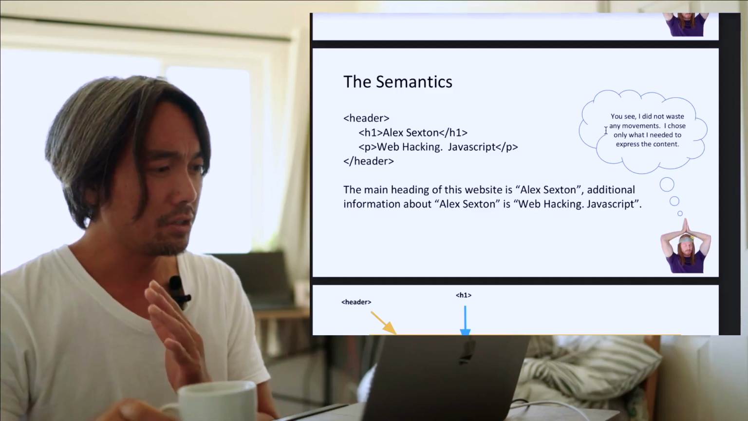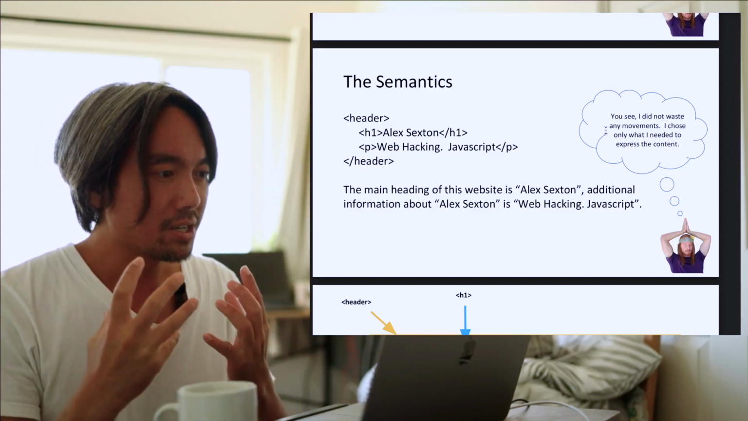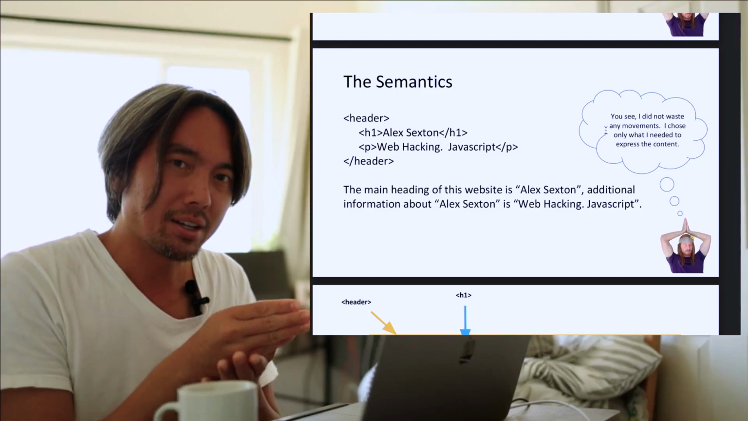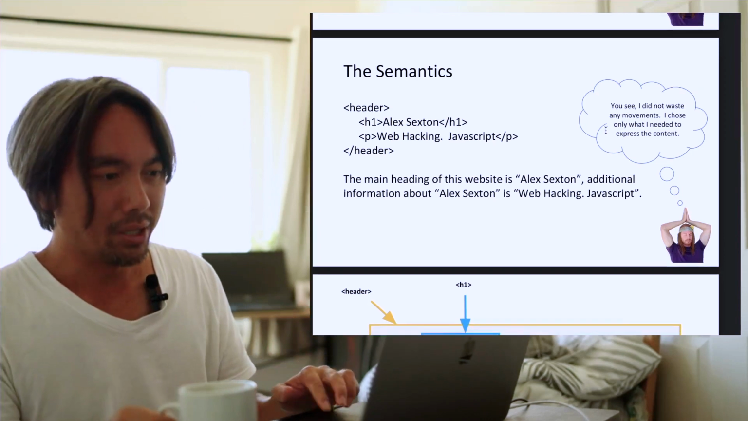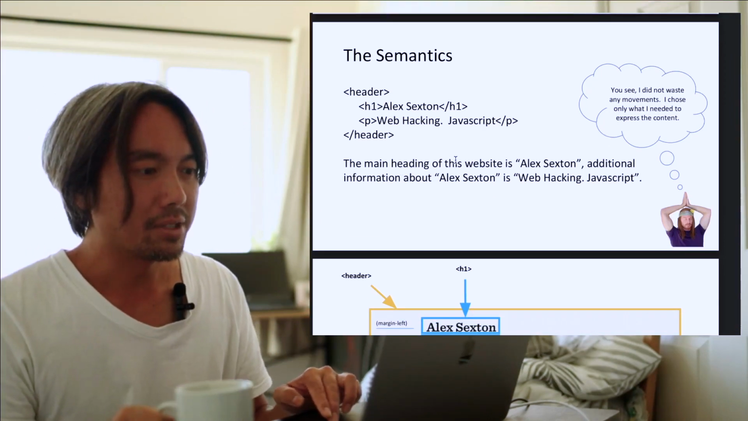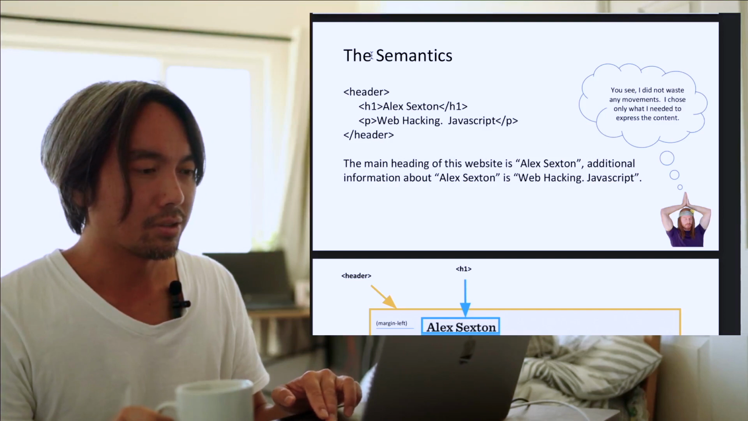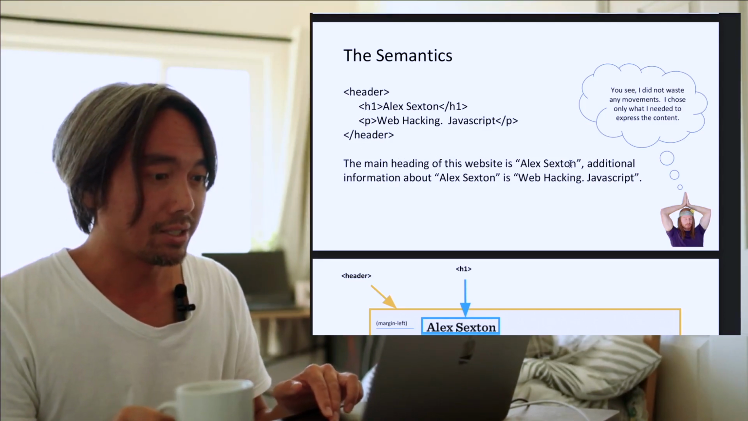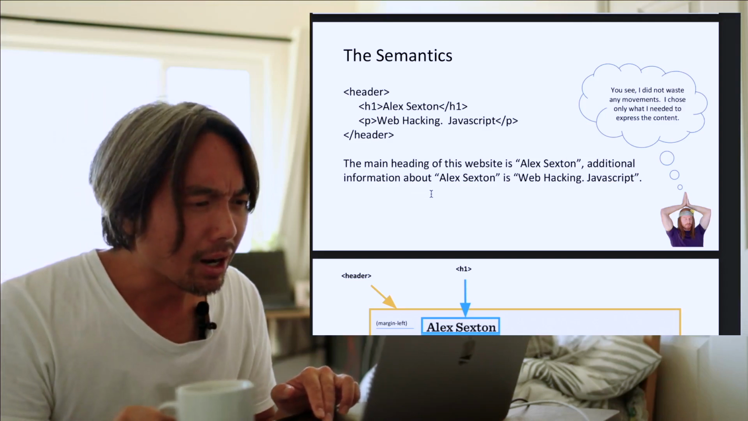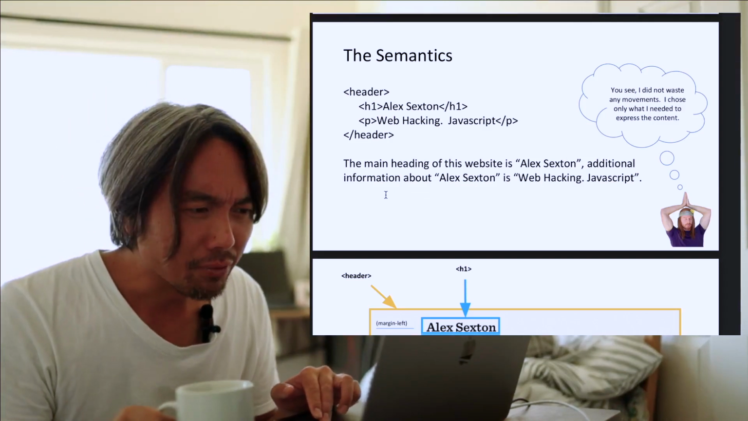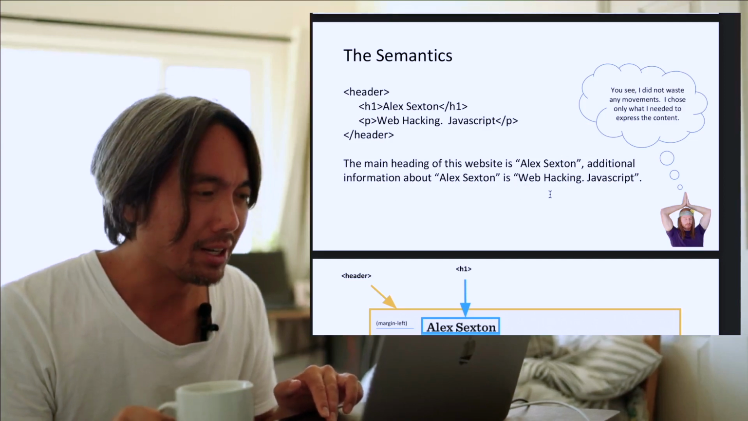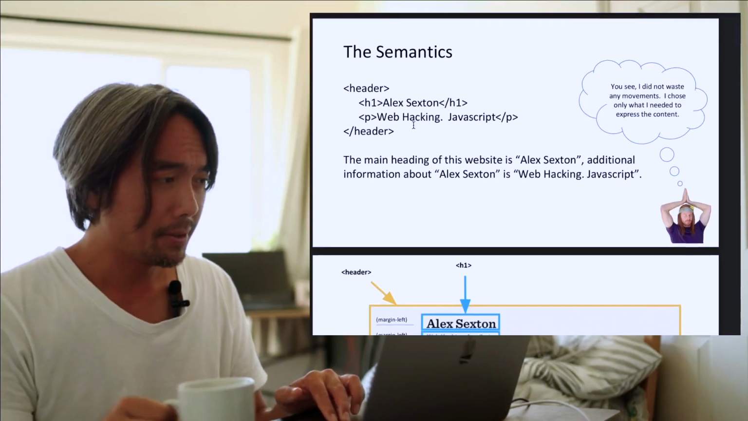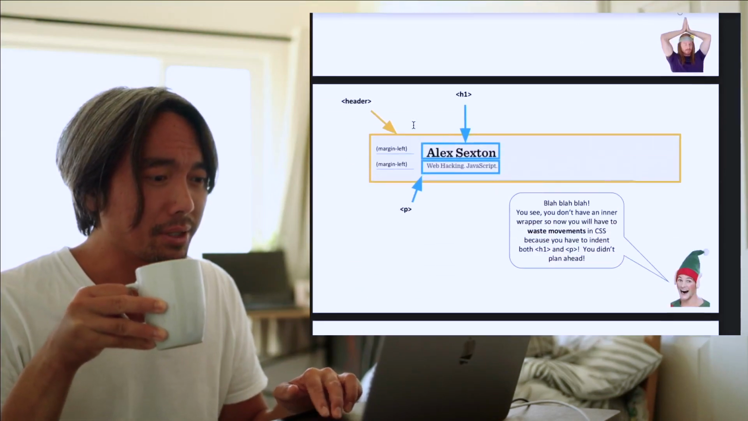I was very efficient, and I chose only what I needed to express the meaning of that content. Being efficient again. This is just a description of the HTML itself. The main heading is Alex Sexton, and additional information about Alex Sexton is web hacking. So the subtitle is just additional information, so we just put it in a P tag. Maybe I just repeated myself there, but okay.